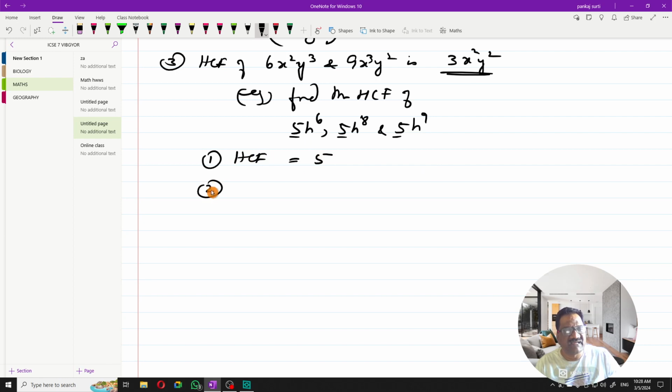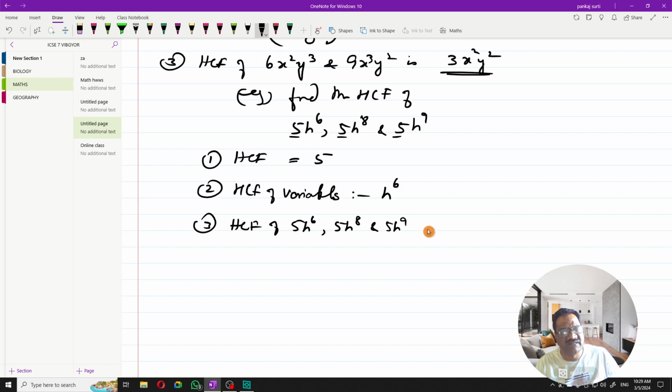Second, you have to find the HCF of the variables. Now the variables are h raised to 6, h raised to 8, and h raised to 9. Which is the minimum power? h raised to 6. So you take that as the HCF. Now the third step is the final HCF of all three together, that is the product of these two. So it will be 5h raised to 6. Got it?